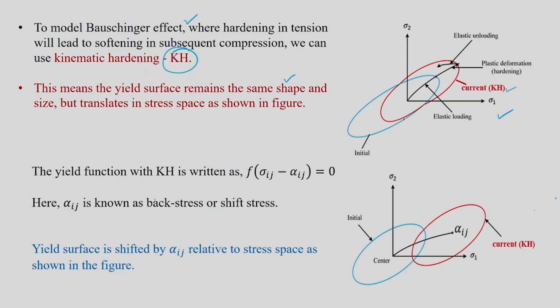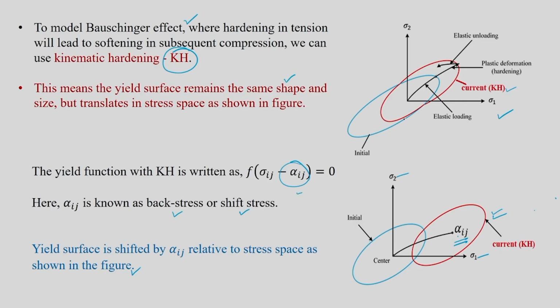Any yield function you pick up, with respect to kinematic hardening, you can write as a function of sigma ij minus alpha ij equal to 0, where alpha ij is called the back stress or shift stress. What do we mean by alpha ij? It is a back stress or shift stress, which can be defined schematically like this. Let us say sigma 1, sigma 2 you are drawing, and let us say this is the initial yield locus. The locus is shifted by alpha ij relative to the stress space as shown in this figure. So you are going to shift the entire yield locus by alpha ij. That is the meaning of this particular equation.